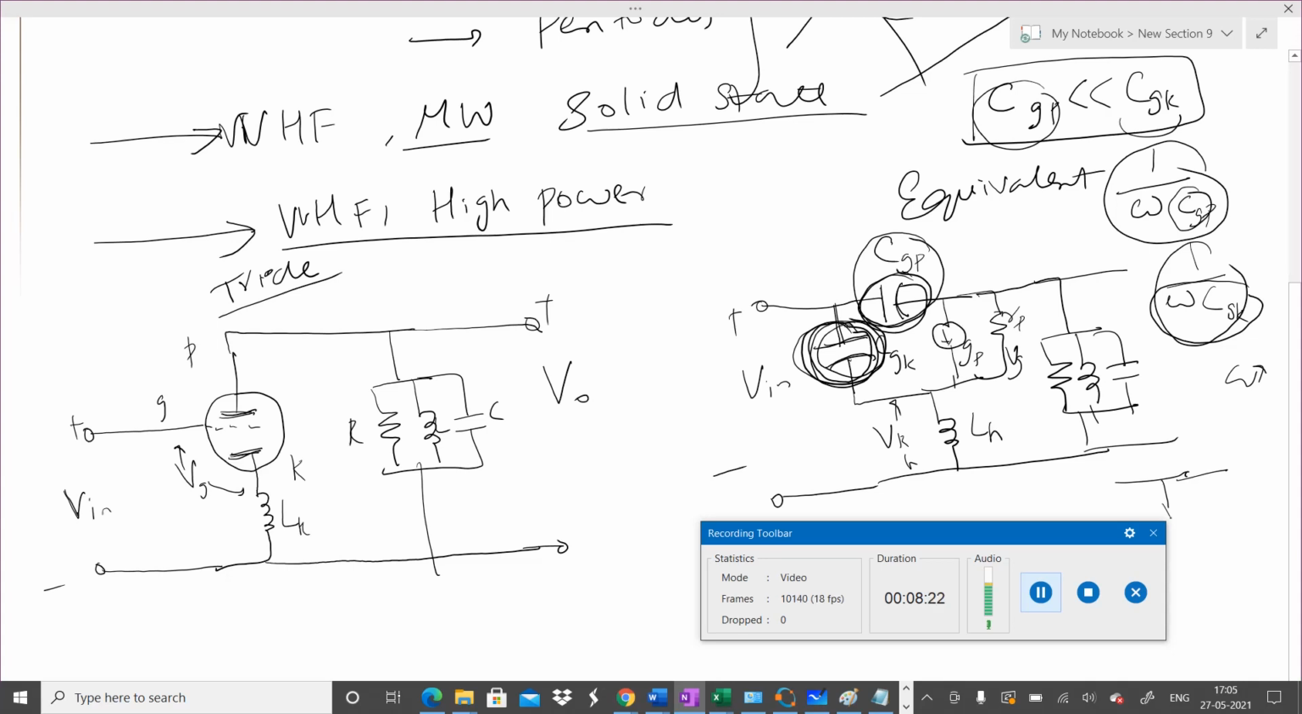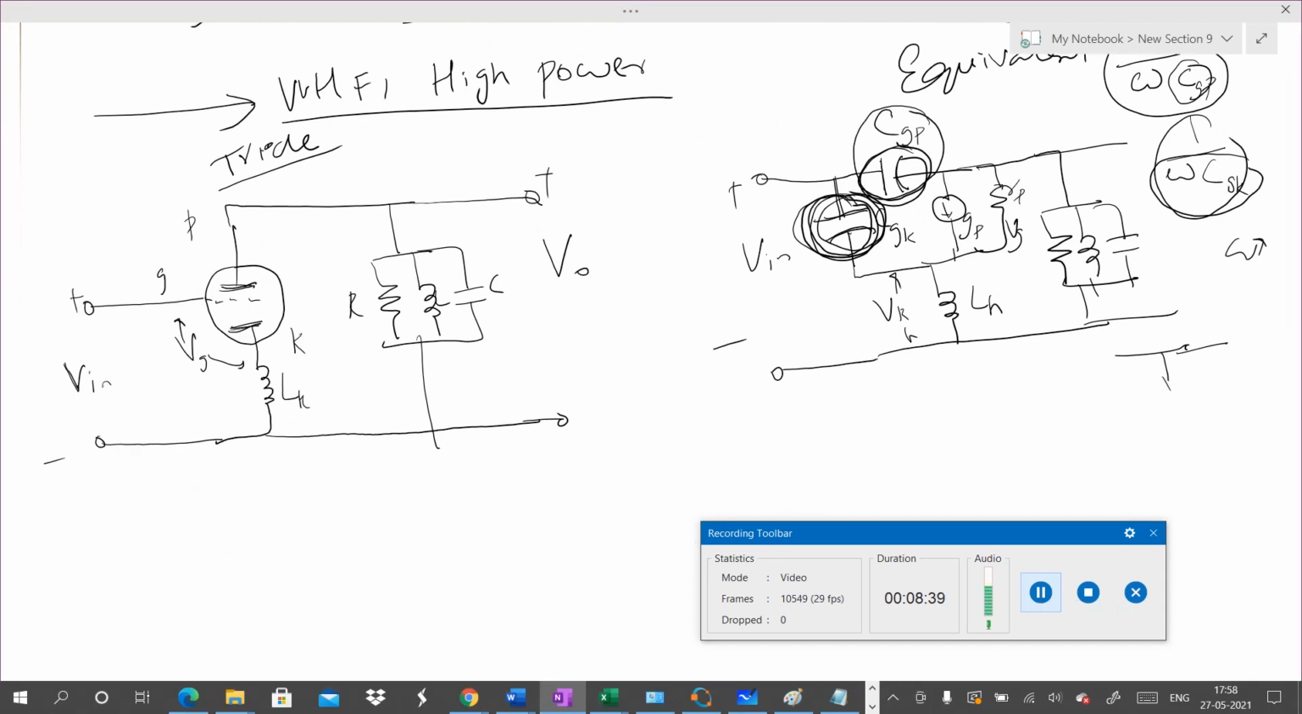at high frequency. I'm giving you a brief idea about it, although one can do a detailed analysis of the circuit, but we just need an intuition here why we will not go for conventional vacuum tubes.